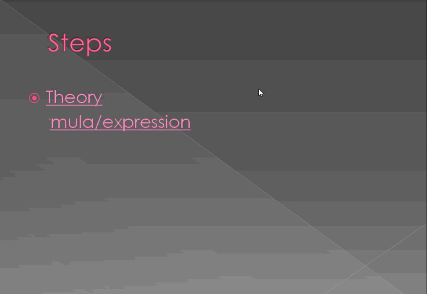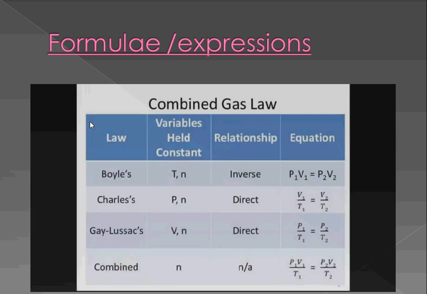Now the second step is the formula or expression. Many students don't learn the formulas actually. You have to understand the formula, or the expressions, or the relation between the variables basically. That is the standard variables we are talking about: pressure, volume and temperature. Let's see these variables with the laws.